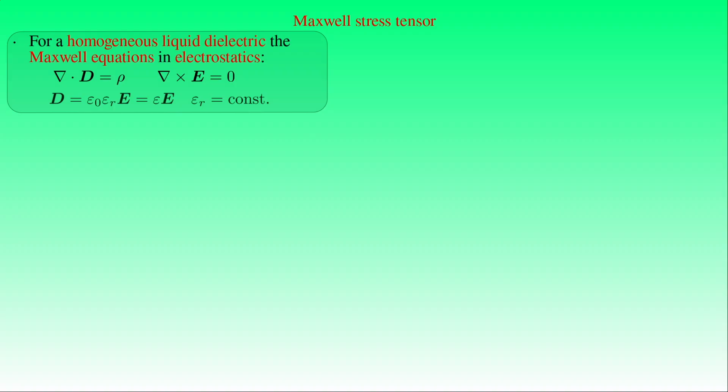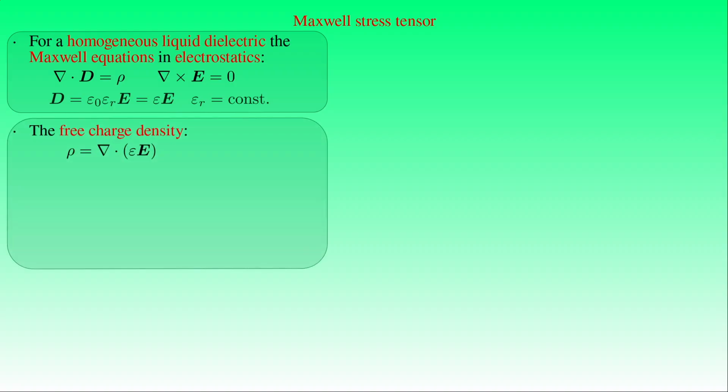If we insert this expression into the first Maxwell equation, then we can write the volume charge density ρ of free charges as the divergence of the product of the absolute permittivity ε and the electric field strength E. Since ε is a constant, it can be factored out, that is, ρ is equal to ε times the divergence of the field strength E. Now we assume that the electrostatic force density F in the medium is given by the charge density ρ times the field strength E for dielectric fluids. By applying the expression obtained for ρ, the force density can be written as ε times the divergence of E, times E.